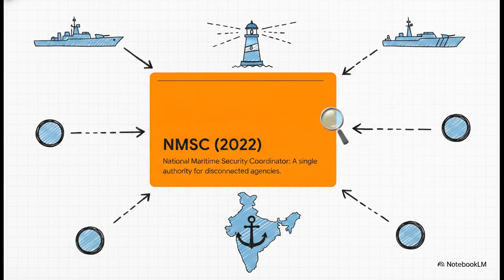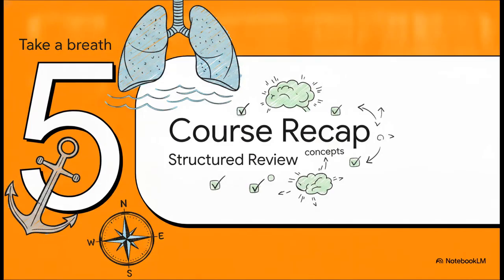More concretely, India created a very precise institutional solution. The post of the National Maritime Security Coordinator, or NMSC, was established in 2022. Its specific purpose was to serve as a single coordinating authority for those exact 4 disconnected agencies we just mapped out. Finally, part 5, our structured course recap.